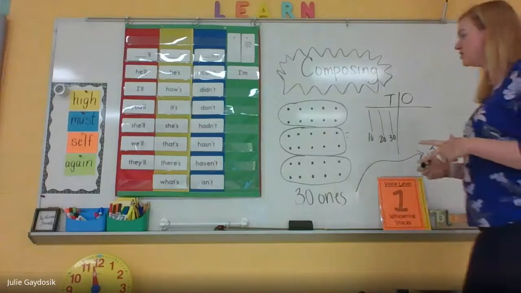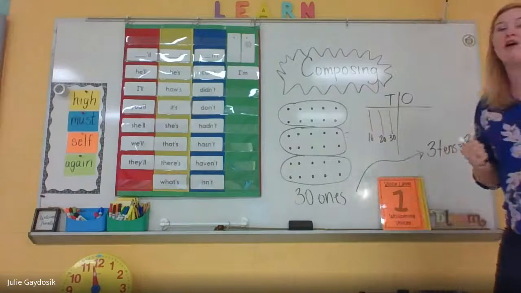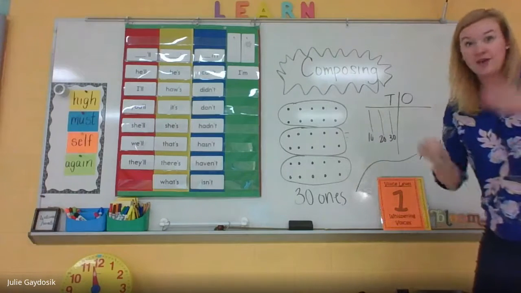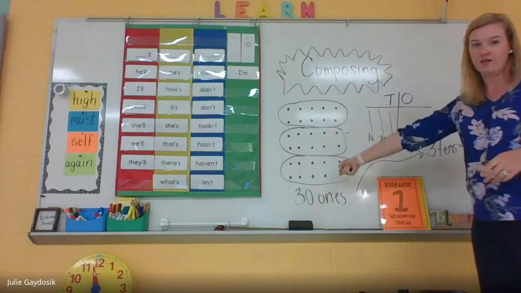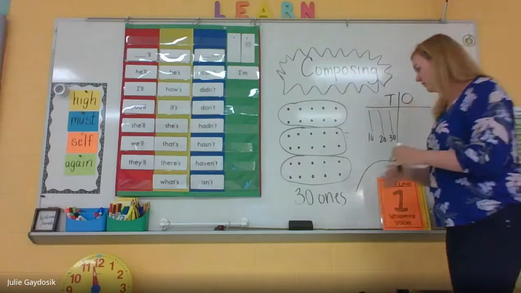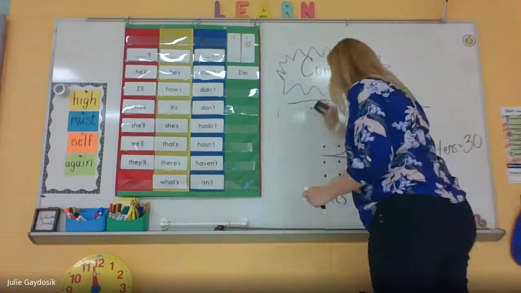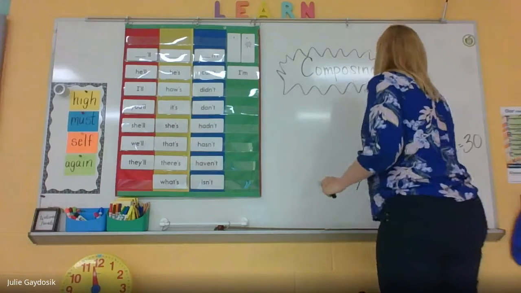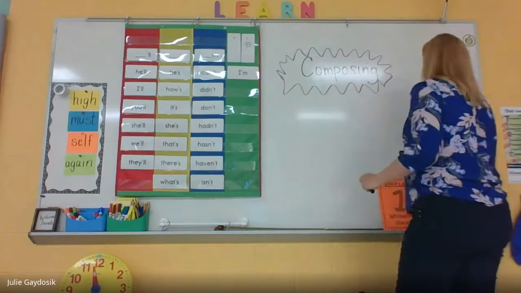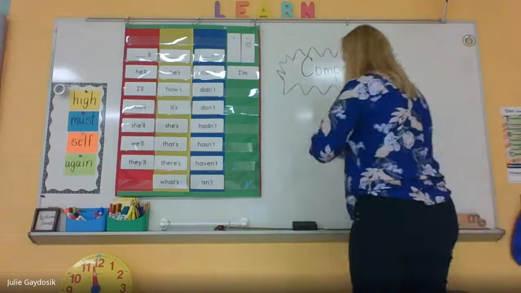Like, let's keep it simple. You don't want to draw 80 ones. Okay, that would fill up the whole paper. You would rather draw 8 tens for 80. That's why composing is so important. Okay, let's try 2 more for some practice. And this is what you're going to do. You're going to compose ones.